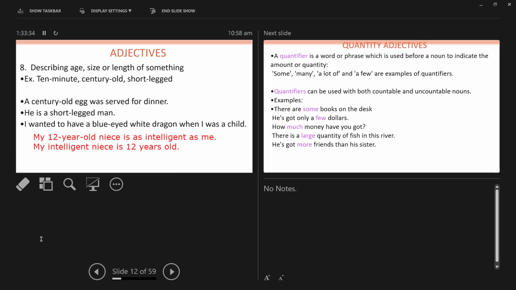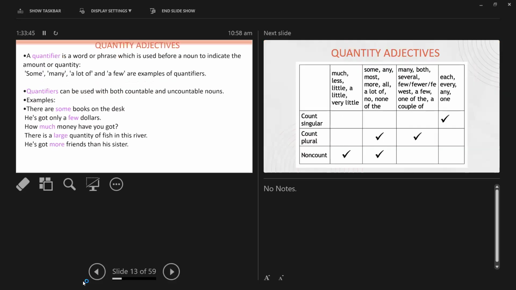Now let's move on to quantity adjectives. Nakikita niyo ba mabuti or is the screen too small? It's fine? All right, so let's talk about quantifiers. Kasi ako, bulag ako, guys.